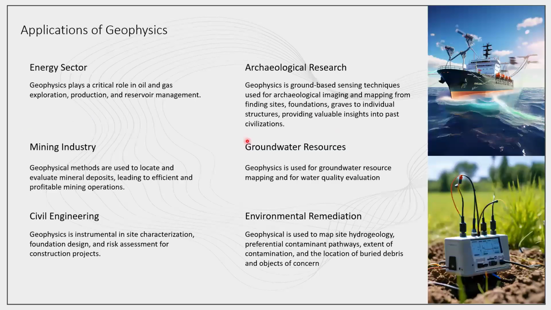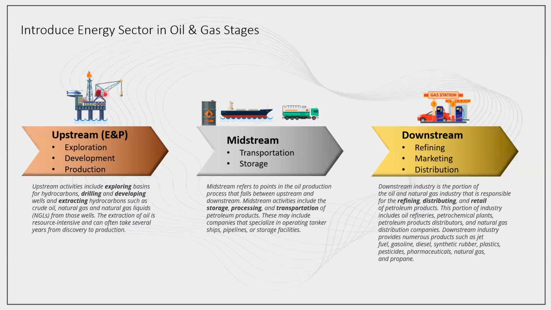Now, from those applications, we will focus only on the energy sector, which is oil and gas exploration and production, what we call the E&P part. Introducing the energy sector in oil and gas, we have 3 stages. We have the upstream, where we have exploration, development, and production. We have the midstream, and we have the downstream.